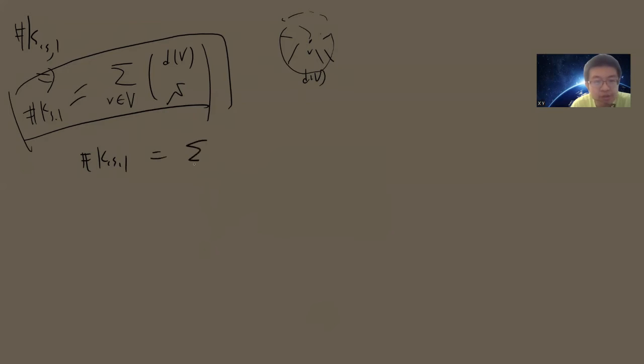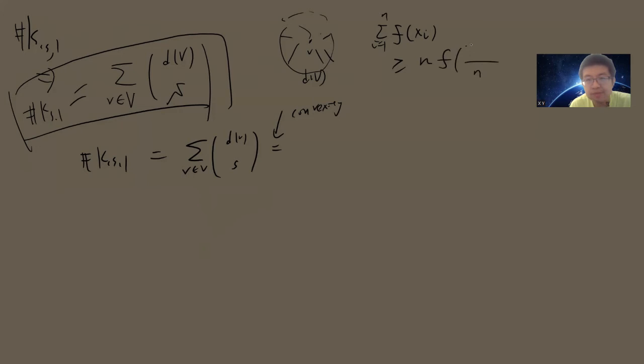is just the sum over v of d(v) choose s, and we can use convexity. The reason is that the binomial coefficient is convex. So when the function is convex, if you add it from i = 1 to n, then this is greater or equal to n times the average. Or you can prove it by simple calculus.